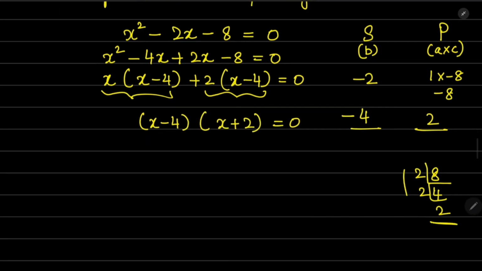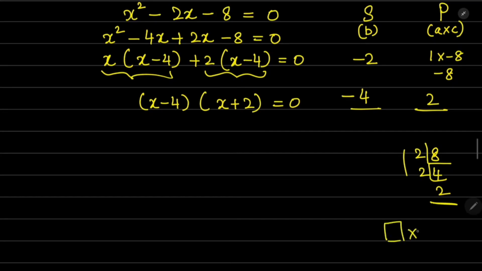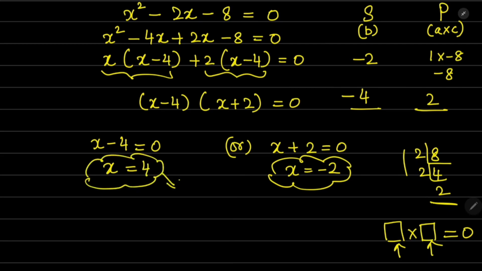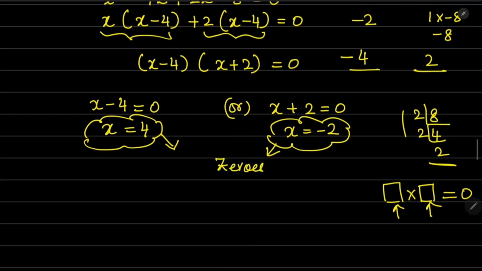Whenever the product of two terms is equal to 0, either the first term is 0 or the second term is 0, isn't it? So either x minus 4 equal to 0 or x plus 2 equal to 0. So x is equal to minus 2 is one value of x and x is equal to 4 is the other value. These are the zeros of the given polynomial. Let one of them be alpha, the other one let it be beta.